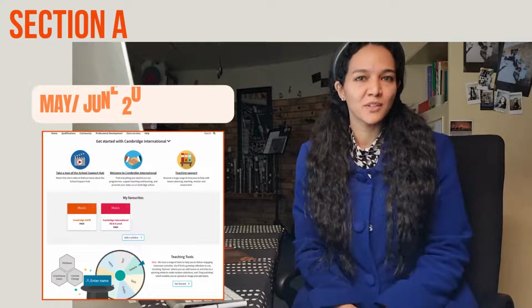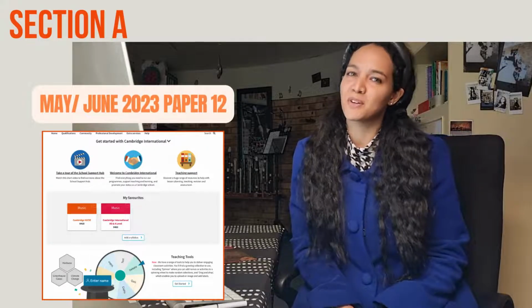Hello! Today we will be looking at the Cambridge IGCSE music paper. We will be looking at a full section A today, meaning section A1 and A2. So of course section A has to do with Western music. And we are going to dive right in to the May-June 2023 paper 1-2 past paper.